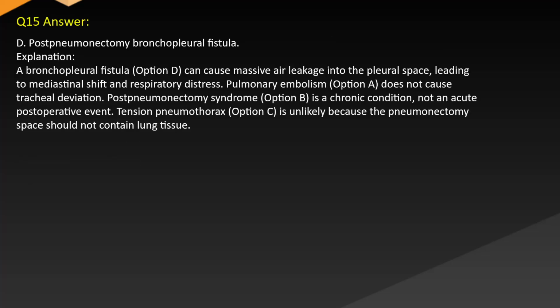Answer D. Post-pneumonectomy bronchopleural fistula. Explanation: a bronchopleural fistula, option D, can cause massive air leakage into the pleural space, leading to mediastinal shift and respiratory distress. Pulmonary embolism, option A, does not cause tracheal deviation. Post-pneumonectomy syndrome, option B, is a chronic condition, not an acute postoperative event. Tension pneumothorax, option C, is unlikely because the pneumonectomy space should not contain lung tissue.